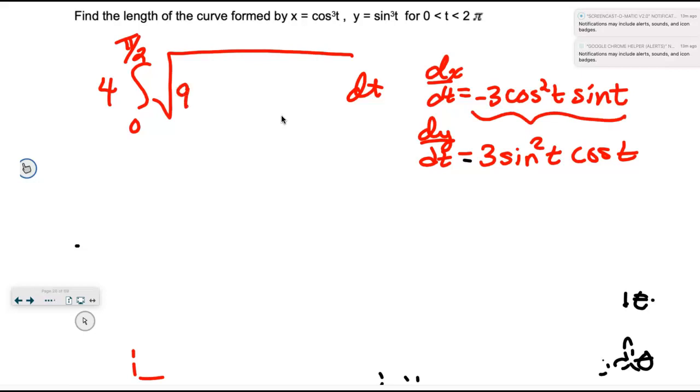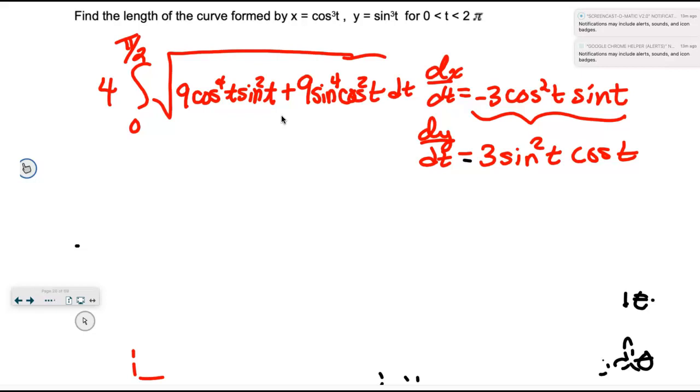When I square this guy, I'd get 9 cosine to the 4th. It's looking messy, but just wait. It cleans up nice if I remember right from previous years. When I do my dx/dt squared, I get a 9 cosine to the 4th sine squared. That looks good. And then I'm running out of real estate, so I'm going to move my dt over. And then I'm going to square this guy. I'll get 9 sine to the 4th cosine squared. Did I do that right?